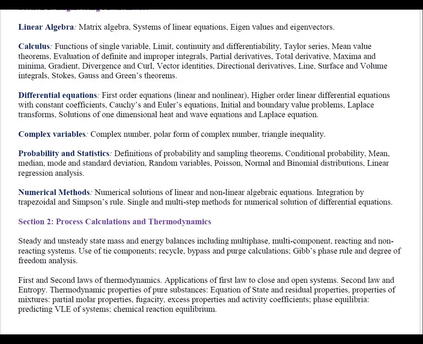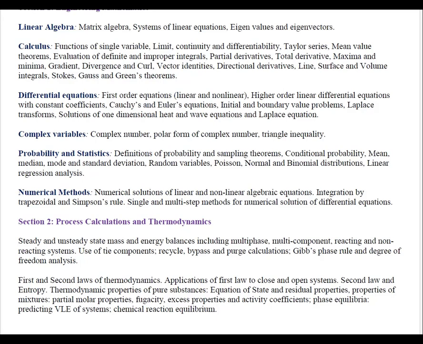Then the next topic is differential equations, where you have to deal with the Euler equation or the Laplace transform. And the next is complex variables, where you have to find the triangle inequality.